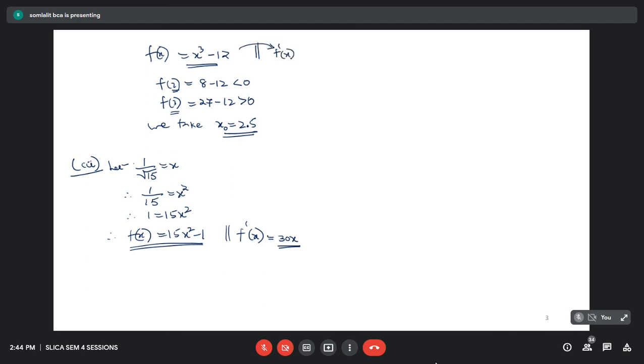And what about f dash x here? It will be 3x squared, minus 0. Okay. Now decide x0 here.